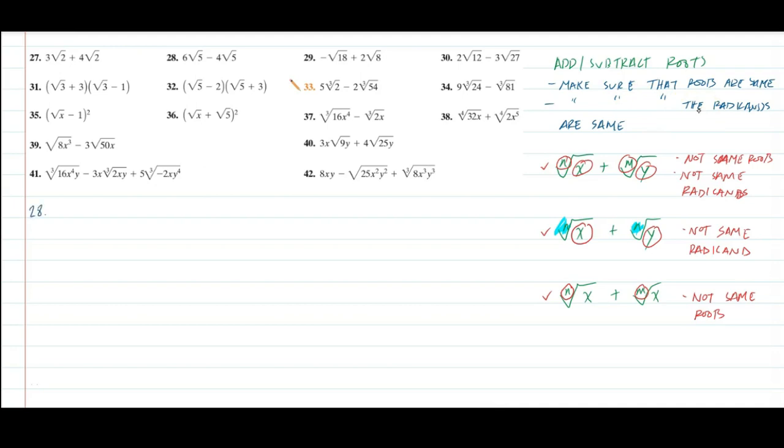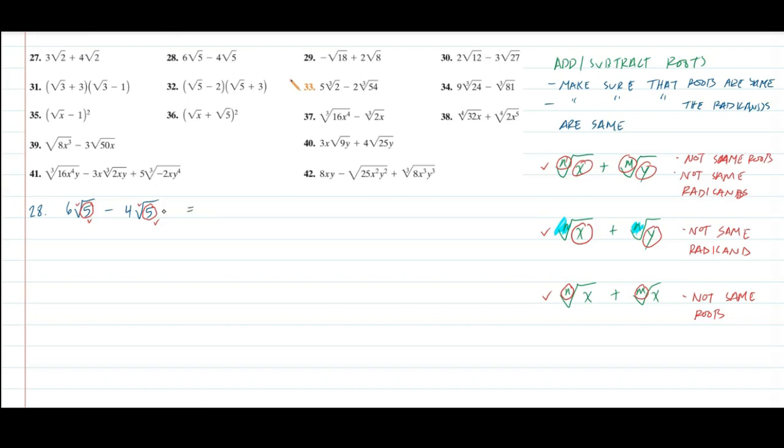Okay? Number 28 says the 6th root of 5 minus the 4 root of 5. Right? So 6 multiplied by the root of 5, and then 4 multiplied by the root of 5. Well, check the rules, right? The rules say as long as the radicands are the same, so that's a check, all right? And then as long as the roots are the same, they're both the second root, so that's a check, you may go ahead and add and subtract.